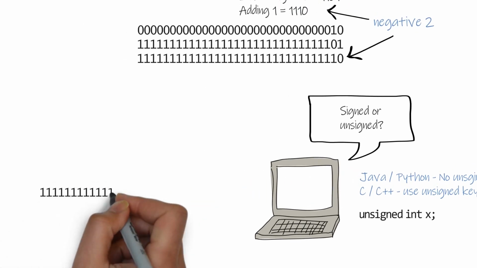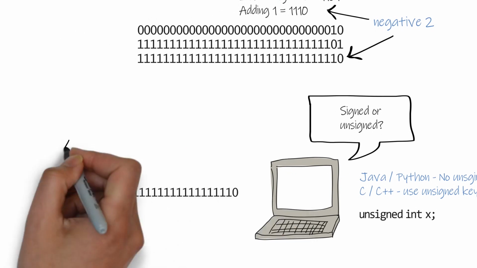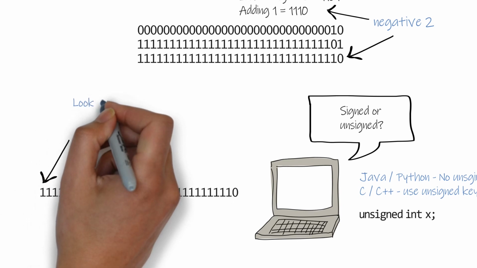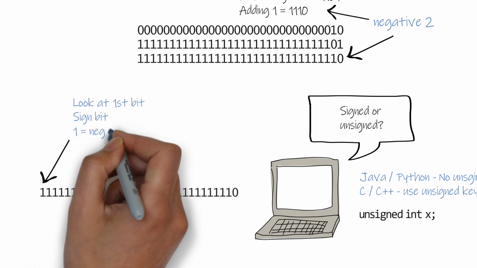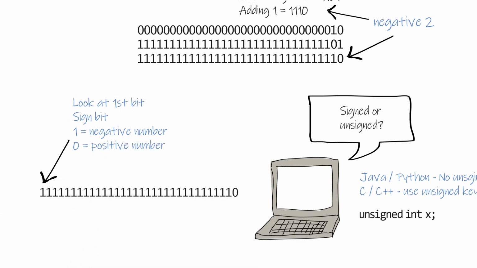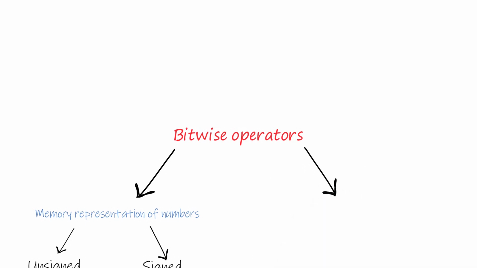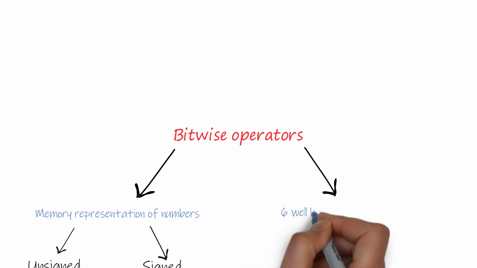When looking at a signed number, the computer can tell if the number is negative or positive just by looking at the first bit, which is also known as the sign bit. If the sign bit is 1, then the number is negative. Else if the sign bit is 0, then the number is positive. This pattern in the first bit arises due to mathematical details hiding in the 2's complement technique. Now we know about memory representation of numbers. Let's have a look at the bitwise operators.